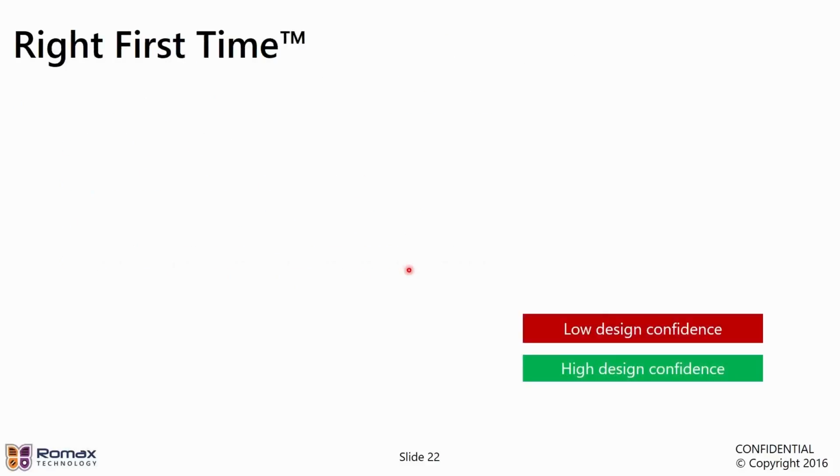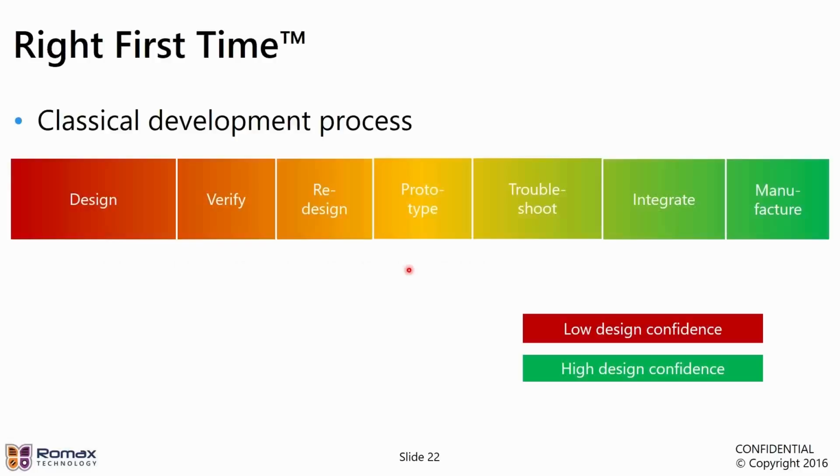So what do we mean by right first time? Well, if you consider a classical development process, you have a design stage, then there is a verification stage, typically using CAE tools, which then requires some redesigns and re-verifications and so on, before moving into a prototyping phase and moving forward to manufacture. And at each stage, the design confidence increases as we progress through these phases, but actually the design confidence is not that high until we reach very late on in the process.